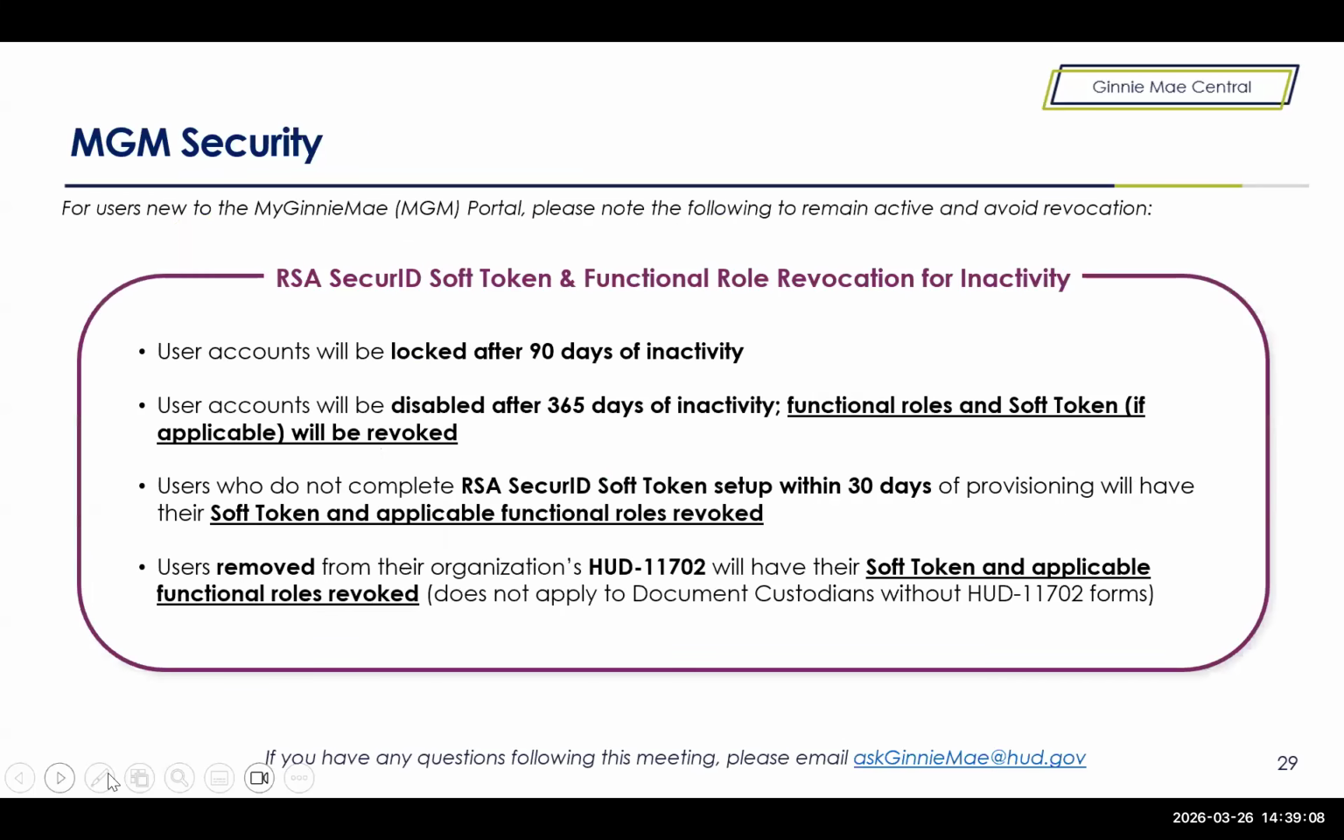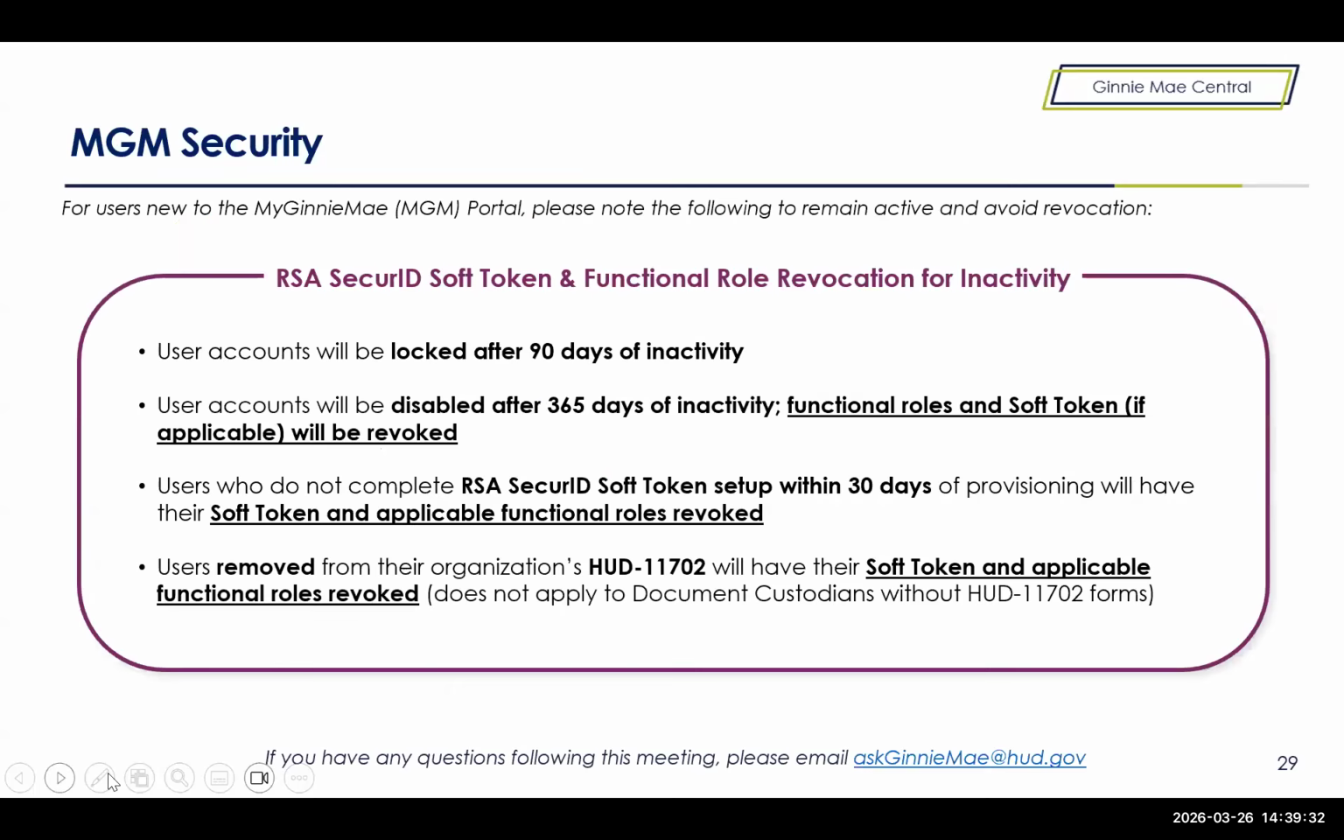Moving on to some important reminders for users in the My Ginnie Mae portal. User accounts will be locked after 90 days of no activity. User accounts will be disabled after a whole year of no activity, and this functional role and the soft token, if applicable to your role, will be revoked.